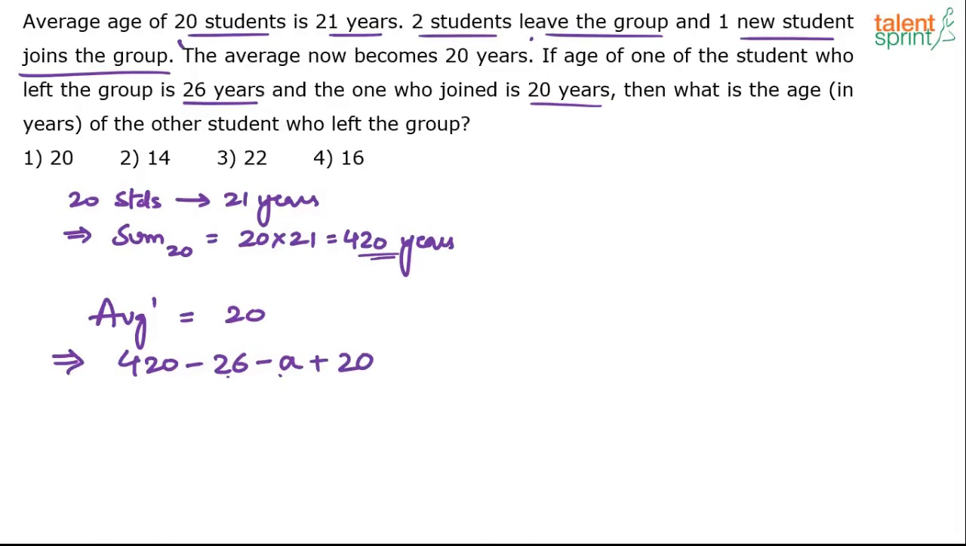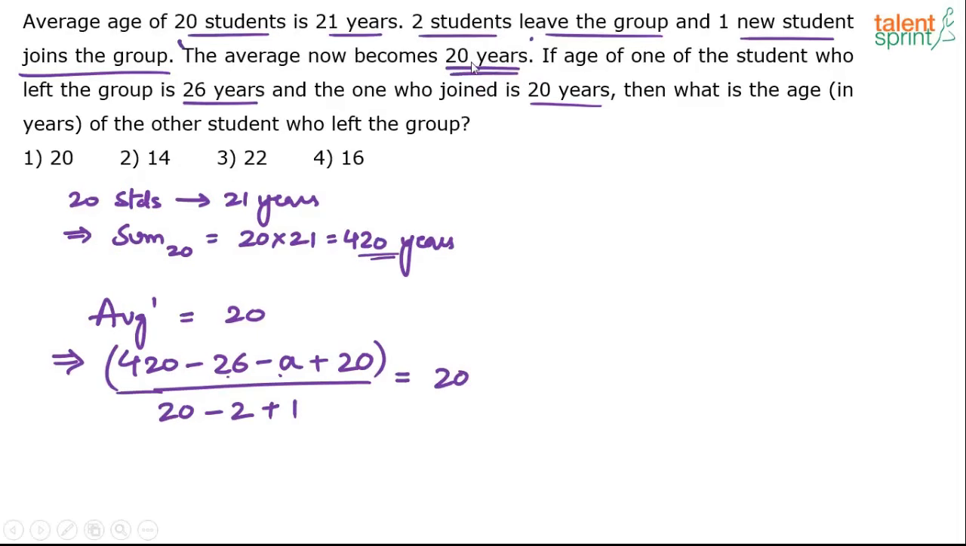You getting it? The total age of all the 20 students was 420. From this, we have subtracted 26 years, the age of that student who left the group, and the age of that other student who left the group, which is A. We have added 20 here because a new person joined this group, right? Who was 20 years old. Divide by, this is the sum of their ages, divided by number of students. How do you get the number of students? Initially, there were 20 students. From that group, 2 students left and 1 student joined. This is equal to 20. The new average is 20. The average now becomes 20 years.